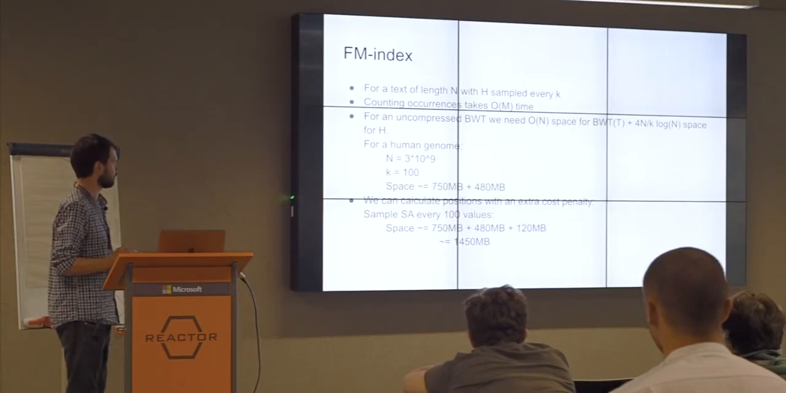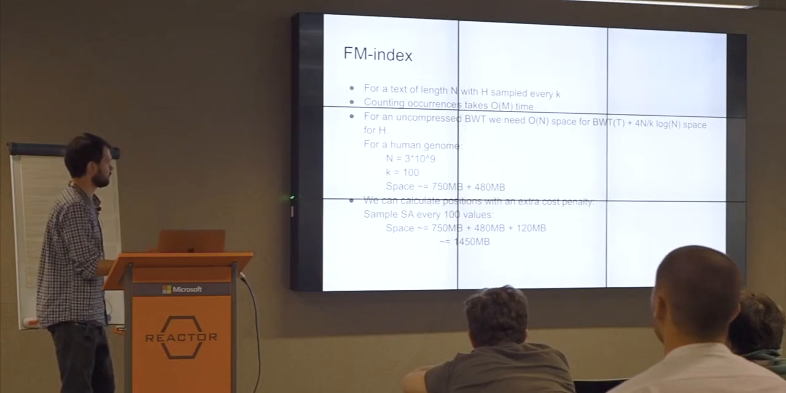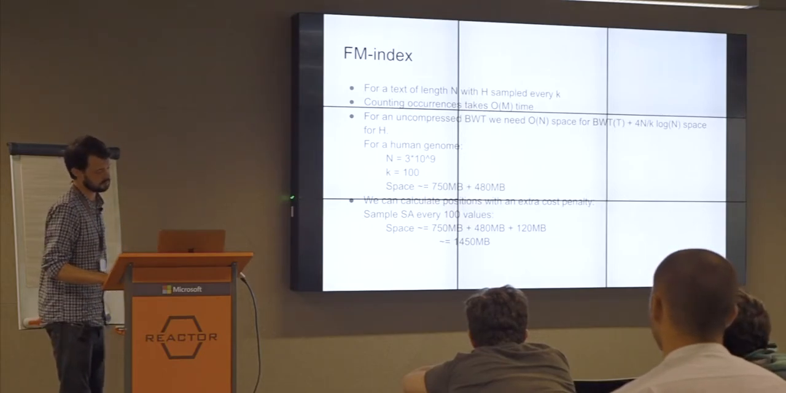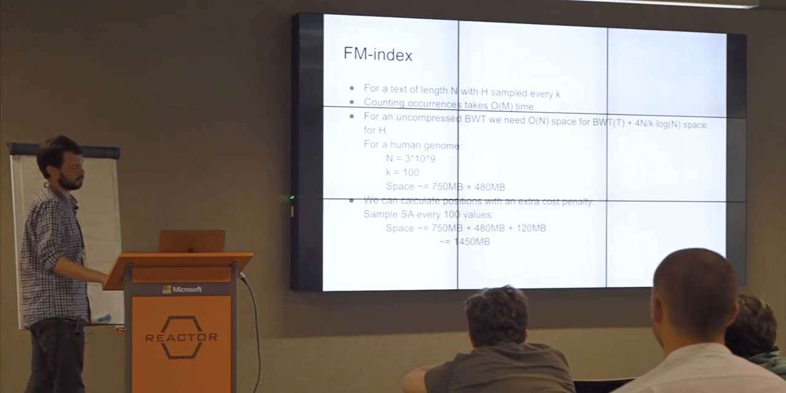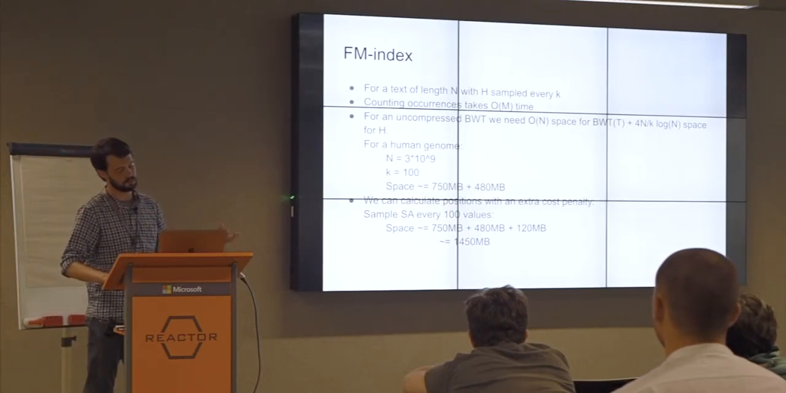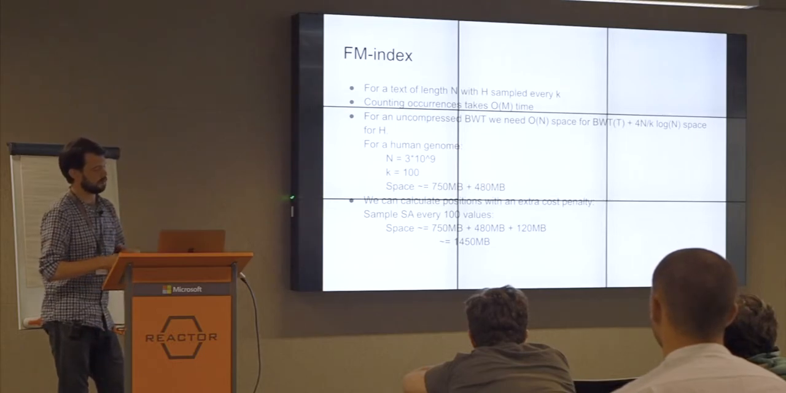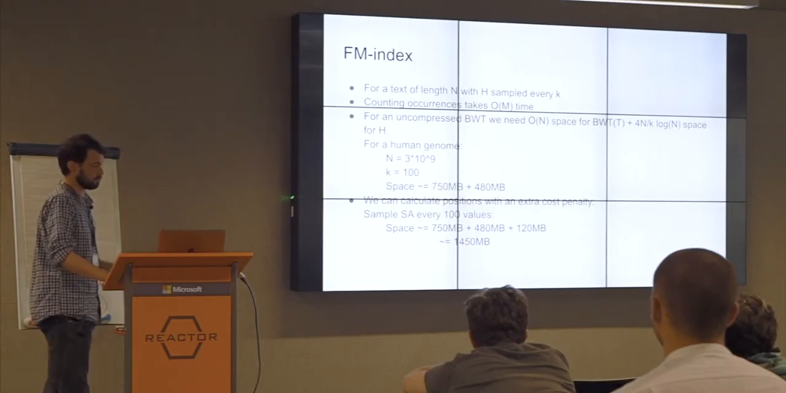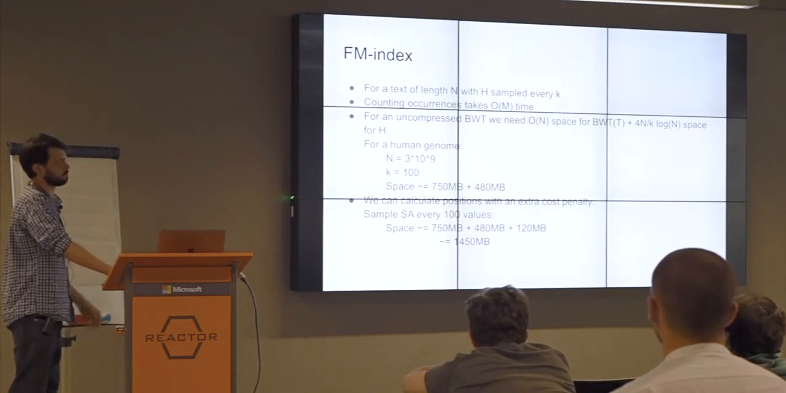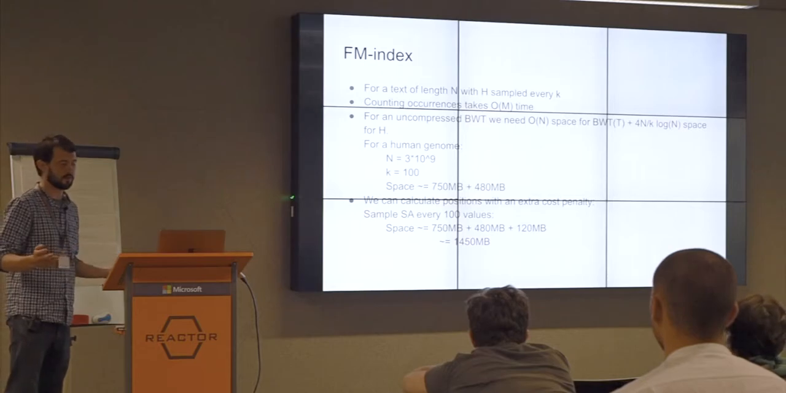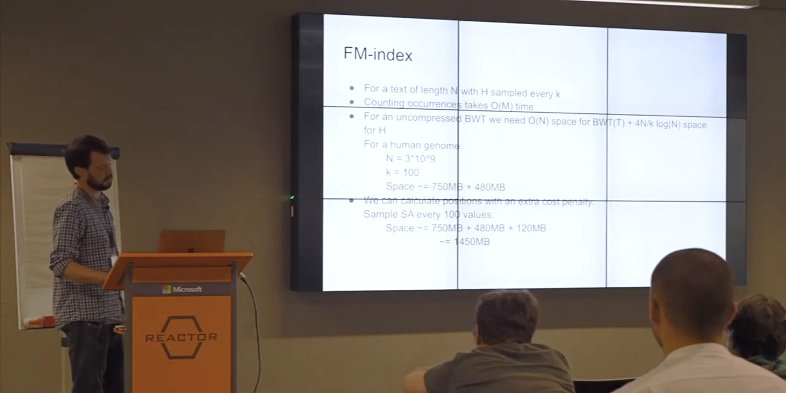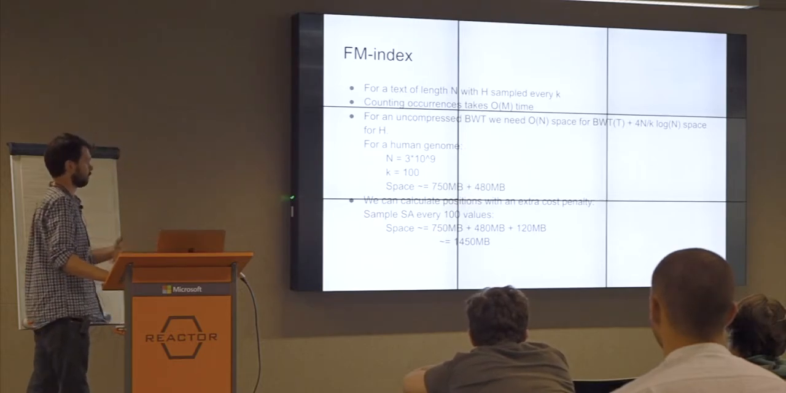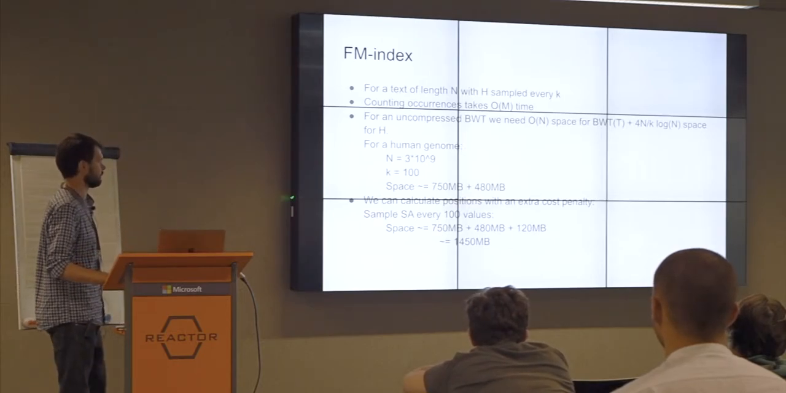data. Good. And if we wanted to throw in the ability to find the positions of those substrings, we could use, for example, a suffix array where we store every 100 values, and that would add an extra 120 megabytes on top. So previously we had 750 megabytes for the string and 12 gigabytes for the suffix array, and now we're down to 1.4 gigabytes. And of course you could make it smaller or larger depending on if you want to trade space for time.